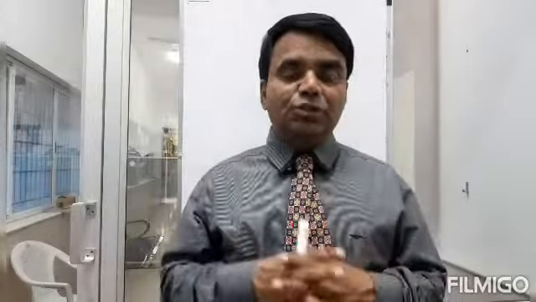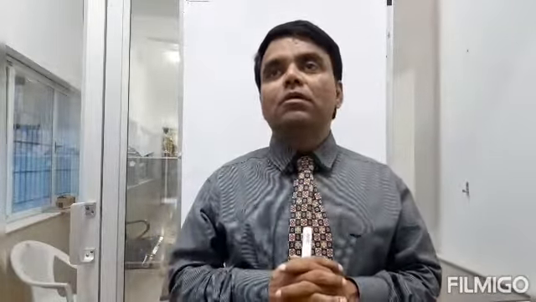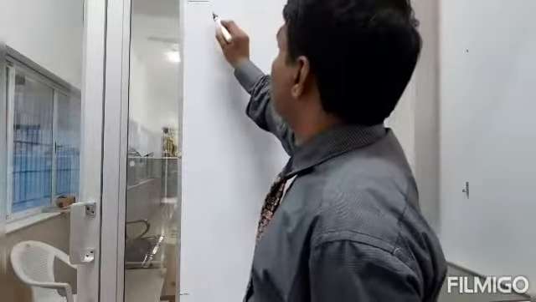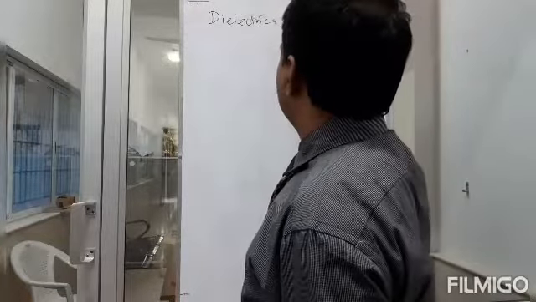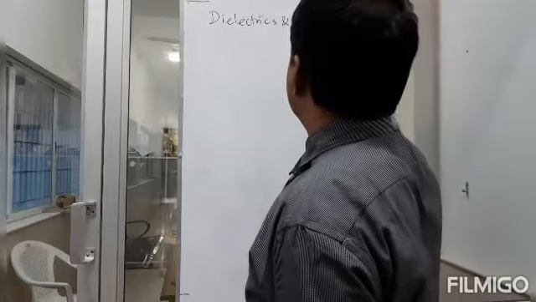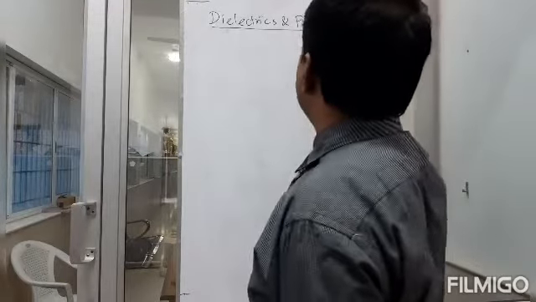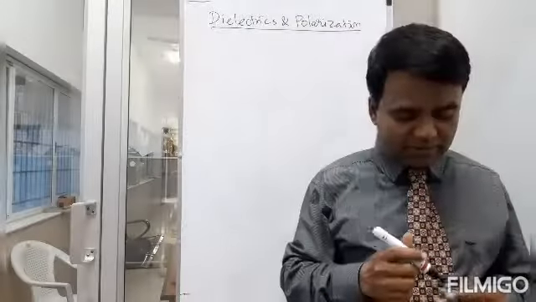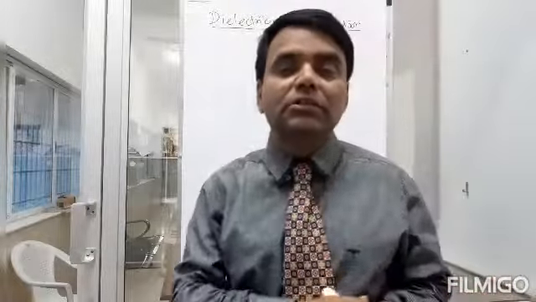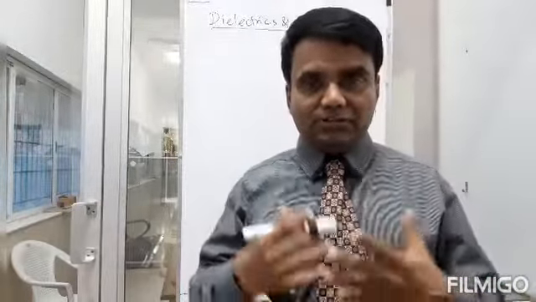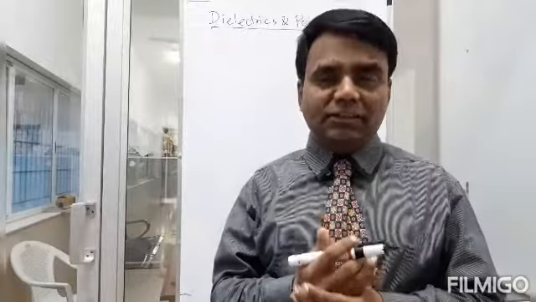The next topic that we are going to talk about is dielectrics. Actually, we'll talk about both dielectrics and polarization. So first of all, what are dielectrics? Dielectrics are basically insulators. You have already talked about conductors, and now we'll talk about insulators. So we call them dielectrics.